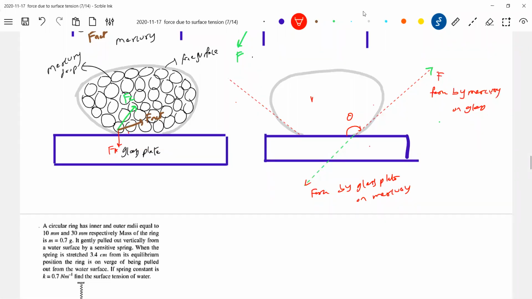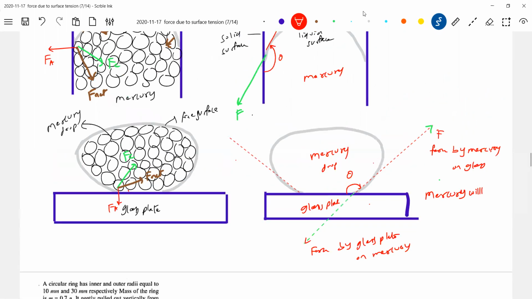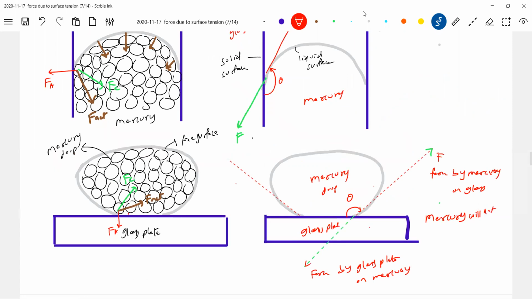Fine. Will mercury wet the glass plate? No. Mercury will not wet the glass plate. So why will some liquids wet and why will some liquids not wet? This is the thing. Similarly, now you can take many other things like this one. Why will water wet the surface? It all depends upon the angle of contact.